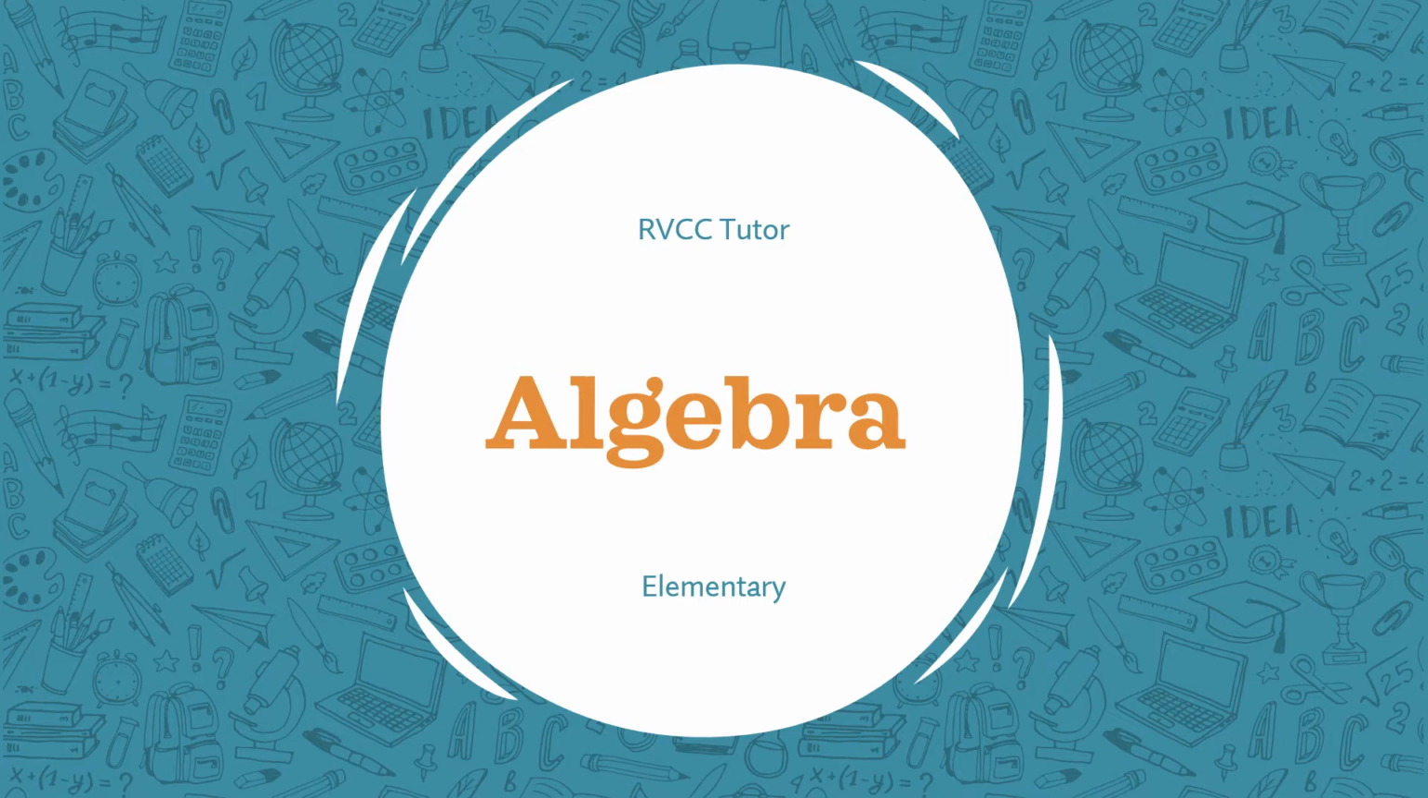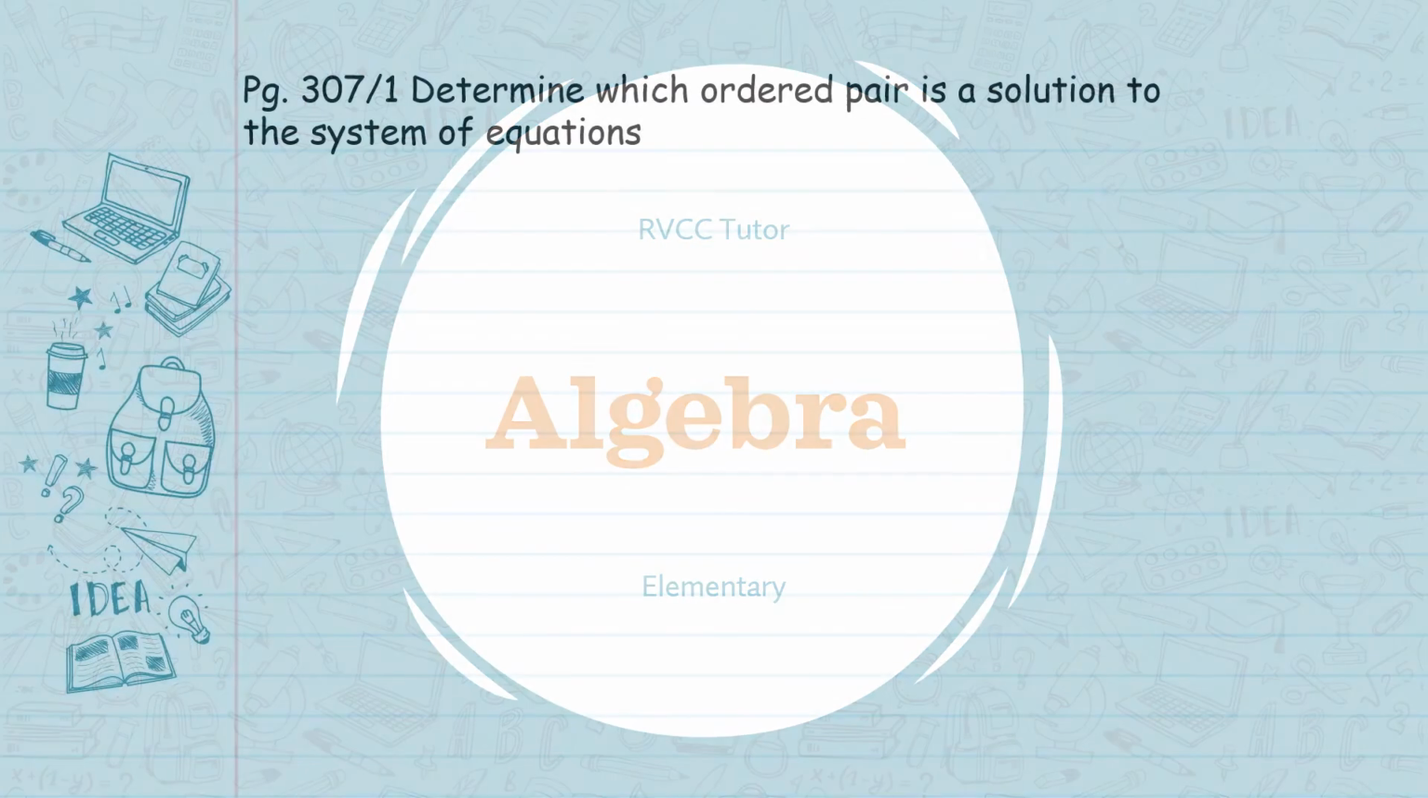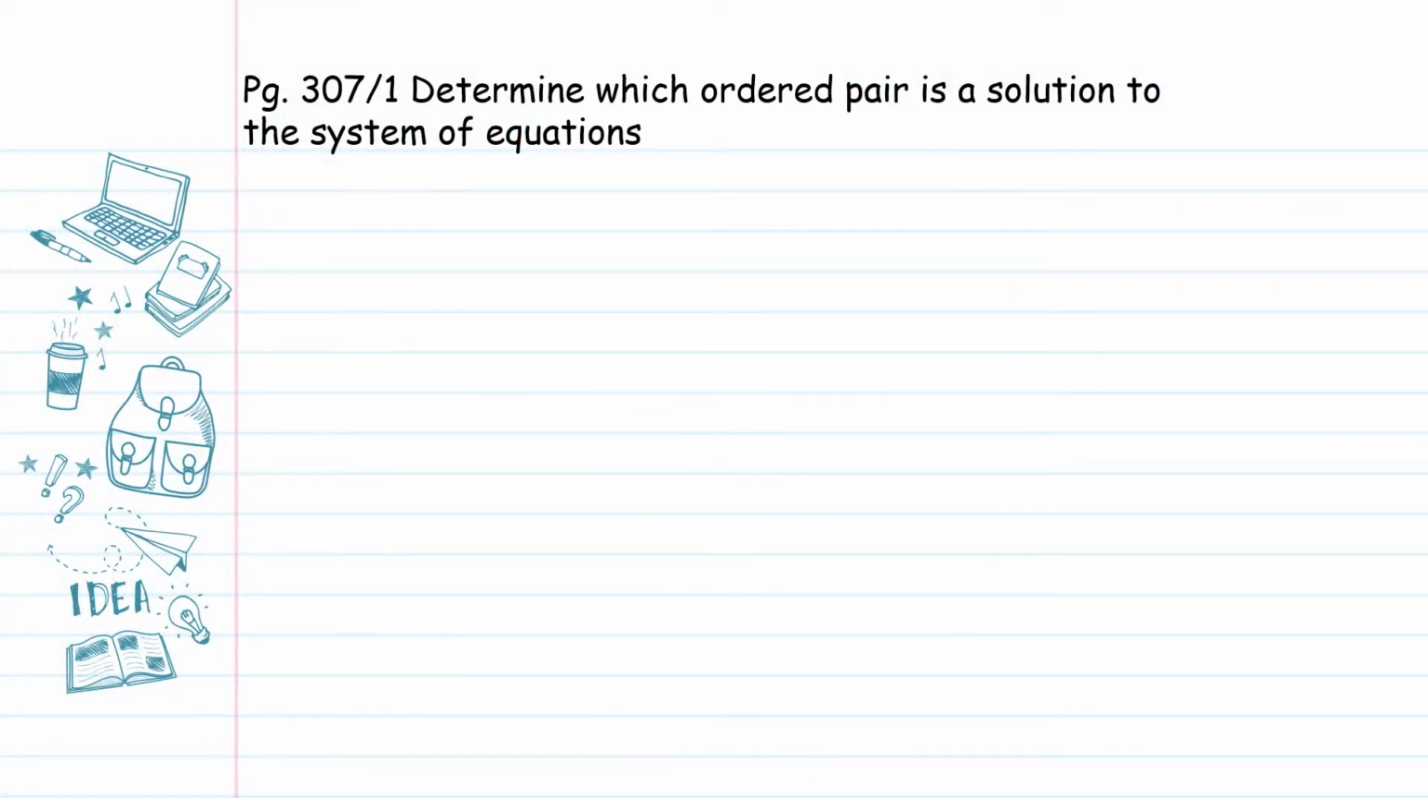In this video, we'll be reviewing Chapter 4, Systems of Linear Equations in Two Variables for Elementary Algebra. All of these problems can be found on page 307, and the first problem, which is exercise 1, wants us to determine which ordered pair is the solution to the systems of equations. The ordered pairs that were given are (3, -1) and (1, 2).